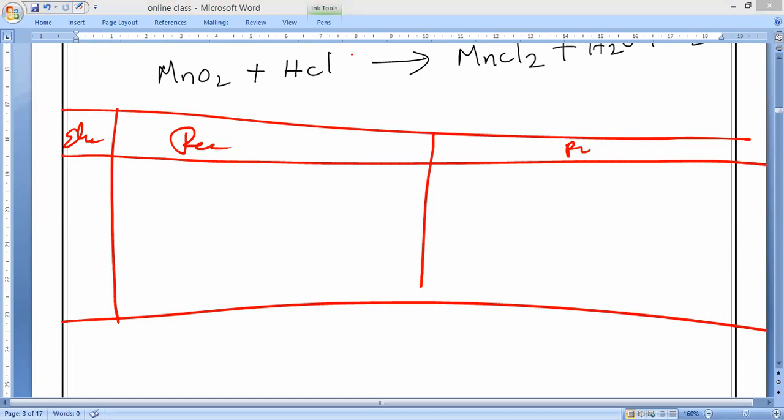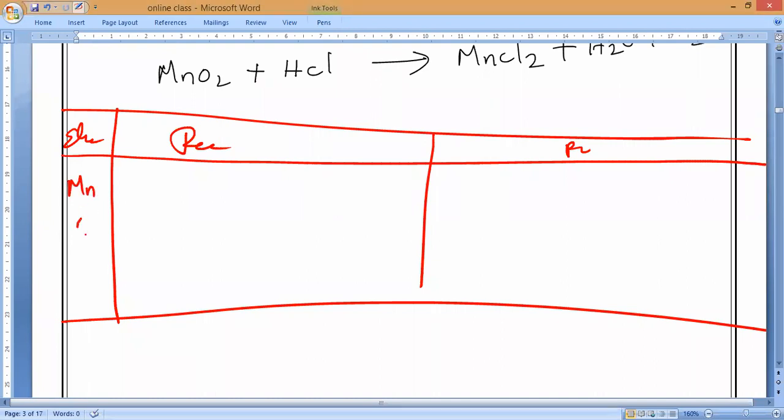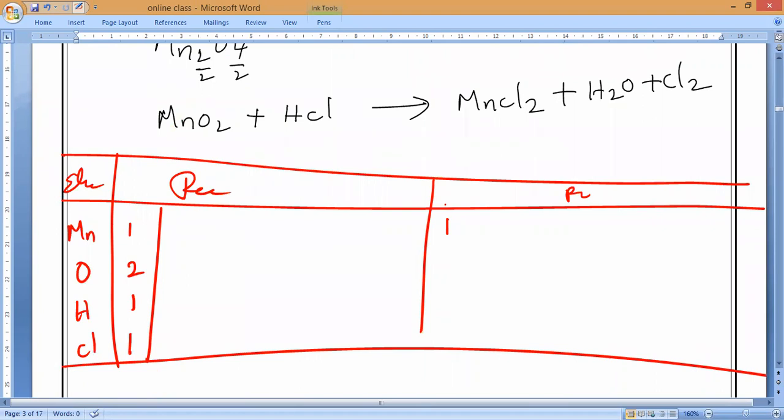Manganese. Manganese, oxygen. Next, oxygen, hydrogen, and chlorine. So reactant side: manganese 1, oxygen 2, hydrogen 1, chlorine 1, and product side: manganese 1 and chlorine. You check it. Chlorine how many? Oxygen 1, hydrogen 2, and chlorine how many, guys? Chlorine will become 4. Clear?